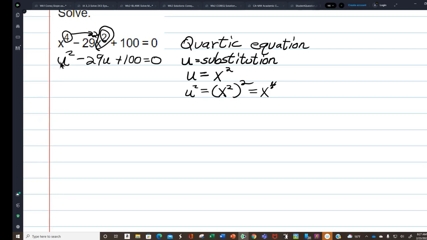Notice, even better, there is a one in front of the quadratic term, so we can use the A equals 1 method, which means all I have to do is look at the constant at the end and factor it into one factor pair that has two numbers that add up to negative 29.